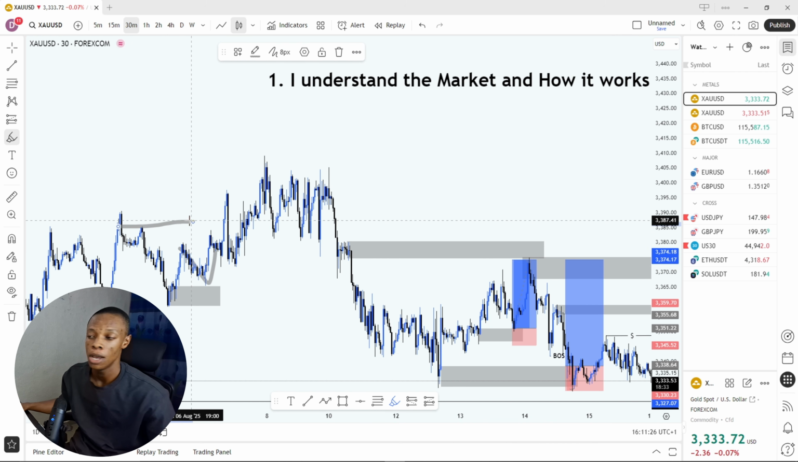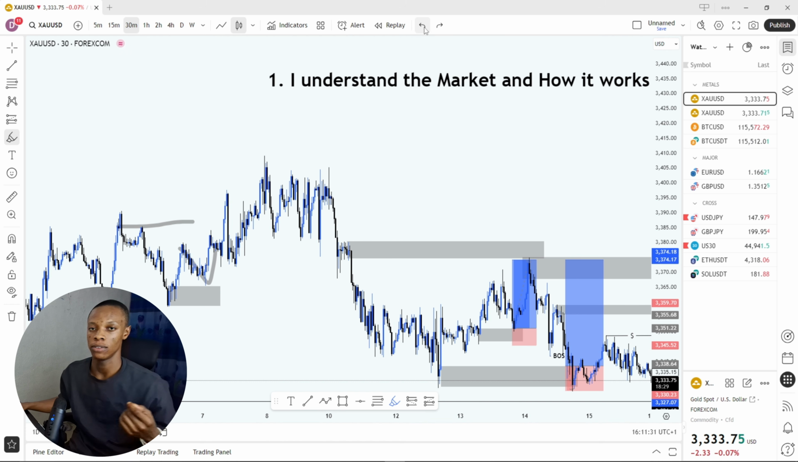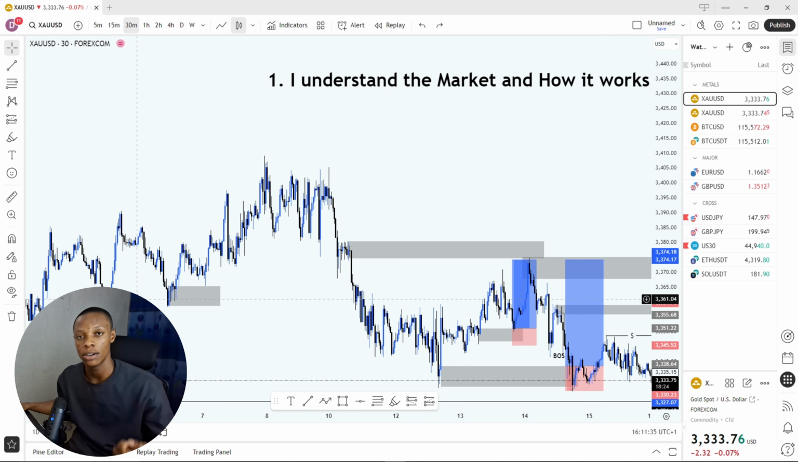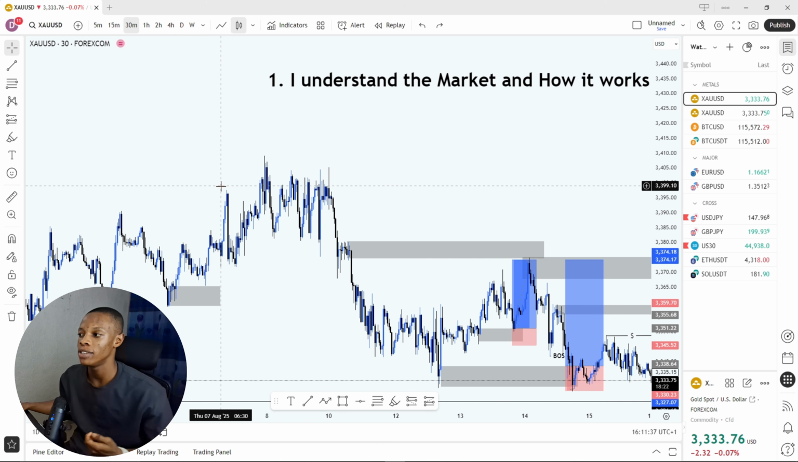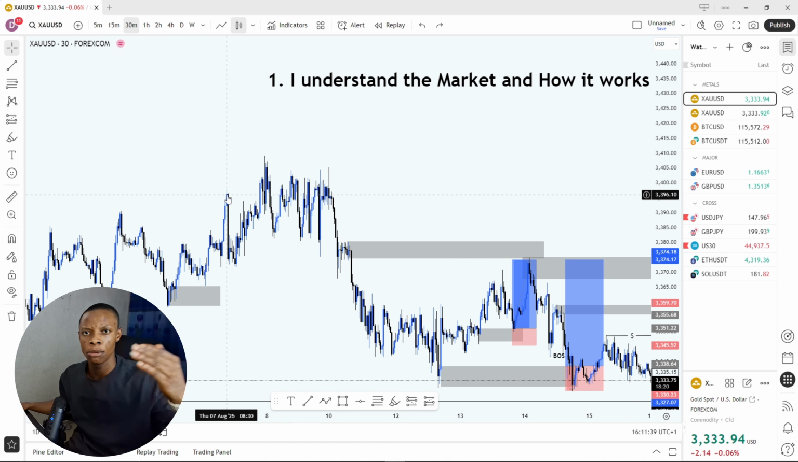There's going to be a supply, but the price is likely not going to respect that supply, which means buyers are the ones in charge of that market. It's going to be respecting more of demand. So the order flow is bullish. Buyers are more aggressive. It's going to respect more demand. And all of these highs, which are supply, are likely going to be broken structure.